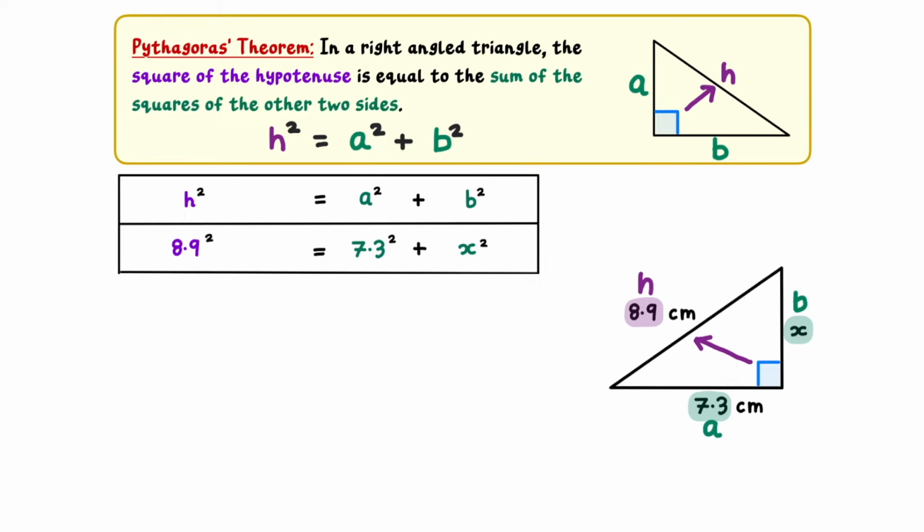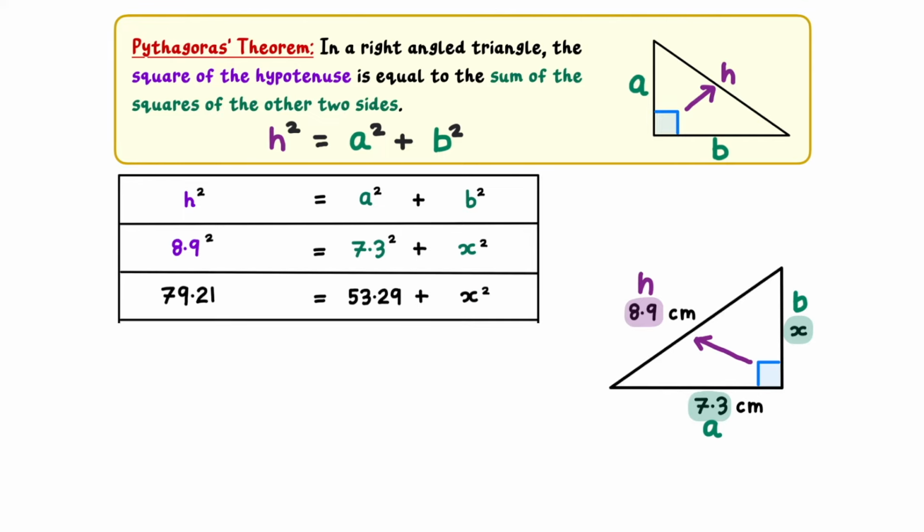This looks a bit different from the first two examples, and that's because the unknown side, x, does not correspond to the hypotenuse of the triangle. To solve this equation, we should start by simplifying things with our calculator. 8.9 squared equals 79.21, and 7.3 squared equals 53.29. In order to isolate our x term, there's two things we need to remove from the right-hand side. The plus 53.29 term and the squared operation.